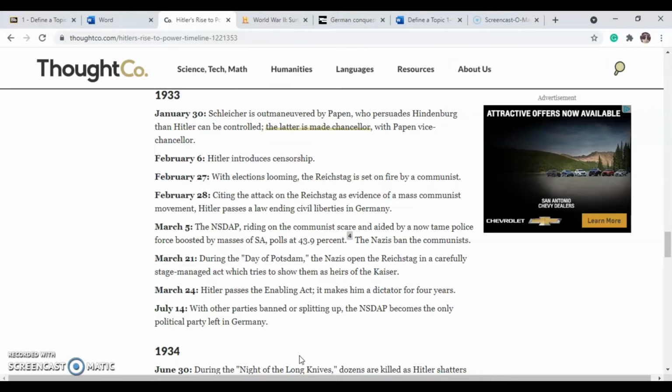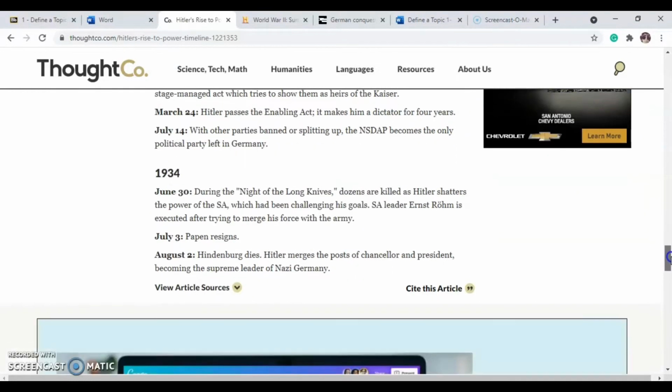After banning other parties, the NSDAP, which is Hitler's political party, becomes the only one left in Germany. I think that's when they realized, oh, what did we do?